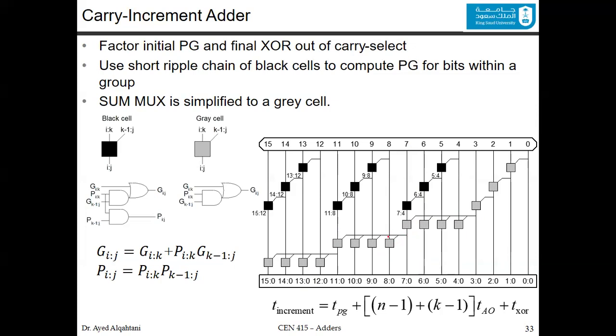You can note that this is very close to some of the ideas that we discussed before, and the delay of the carry increment adder is based on your grouping. So if every group is 4-bit, then it is n-1. In our example, it would be 3. And you have k-1, since you have 4 groups, it would also be 3. This is for the carry increment adder. Now, there are many ways to implement the carry increment adder based on the choices that you want.